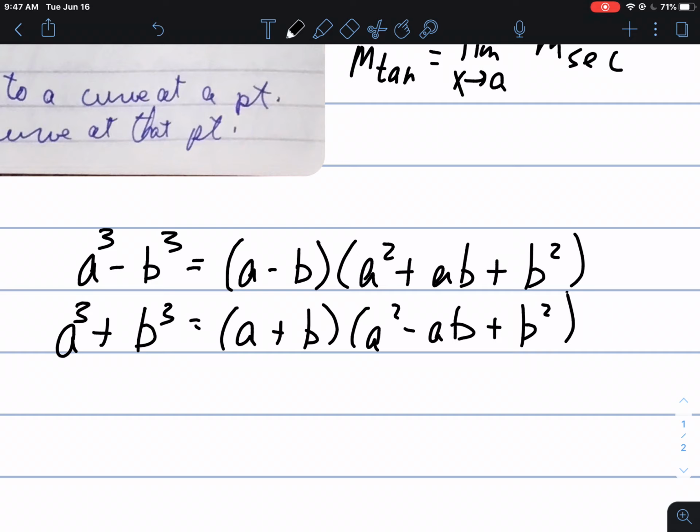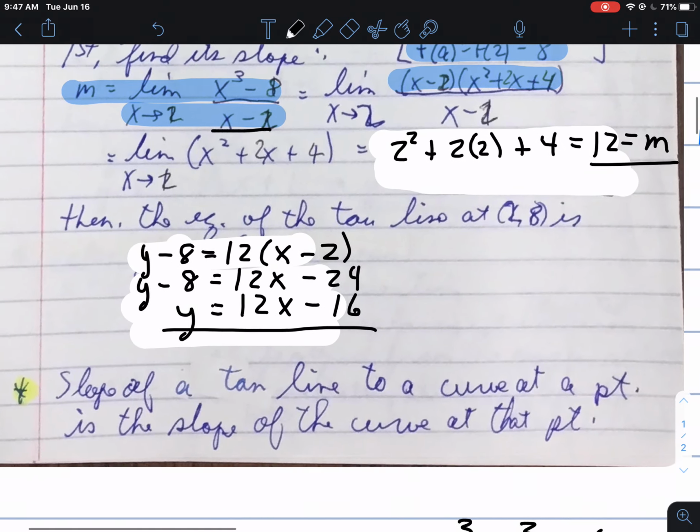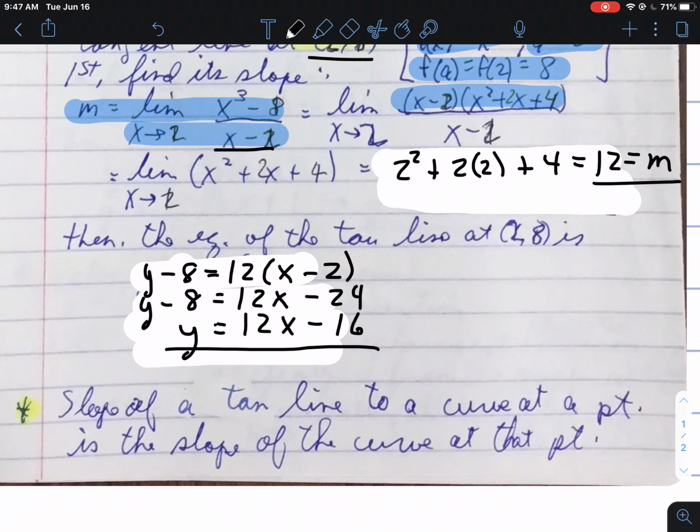Difference of cubes, which is what we have in this example: I take the difference of the two things being cubed, a and b, times this trinomial, which is the square of the first plus the product plus the square of the second. And you notice in the second one, with the sum of cubes, it's just a reversal of these. So the sign you have here is always the same as this one, and this sign is always opposite. But again, that's an algebra review, just to remind you of factoring cubes.